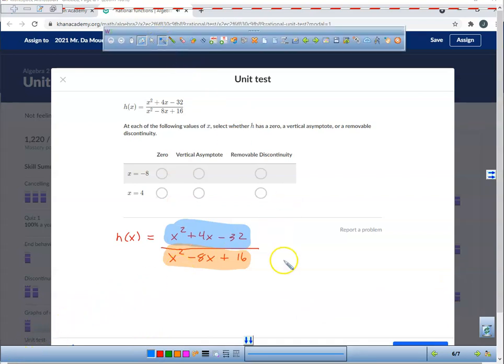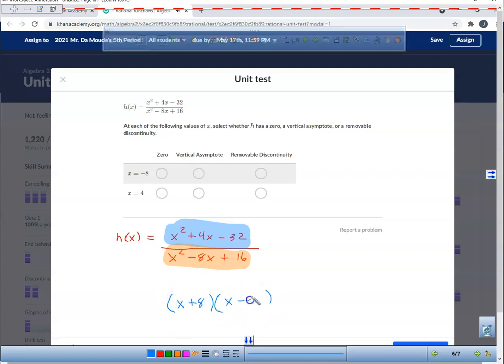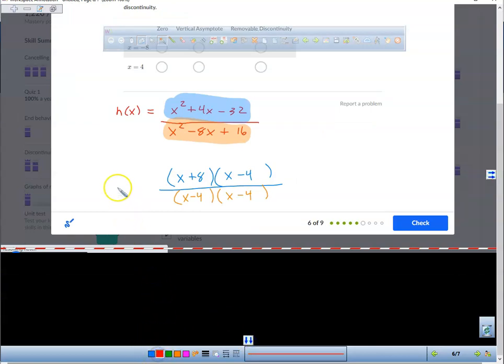All right, so right here, we're going to factor the numerator. So what is the numerator factor? I know some of you probably have already done it. Say it again. X plus 8, x minus 4. There you go. And let's take a look at the denominator. That's going to be x minus 4 and x minus 4. Okay, so this is where we have to make some decisions here.